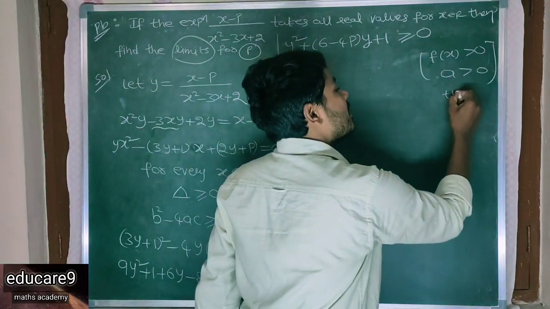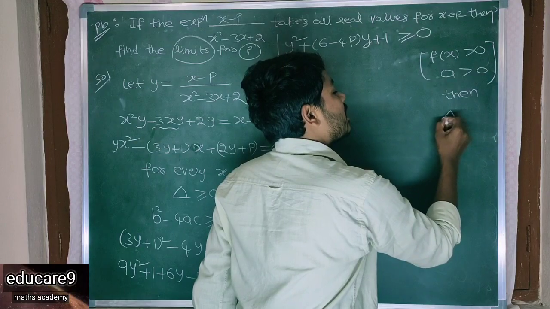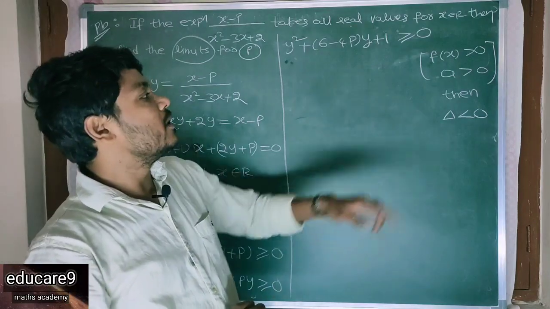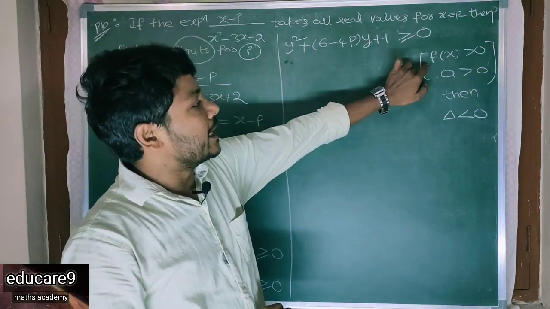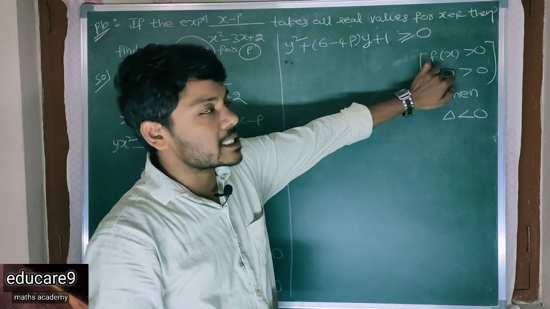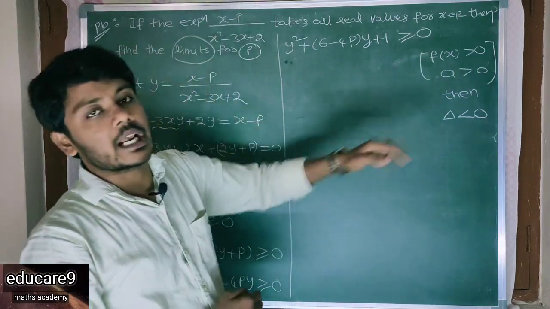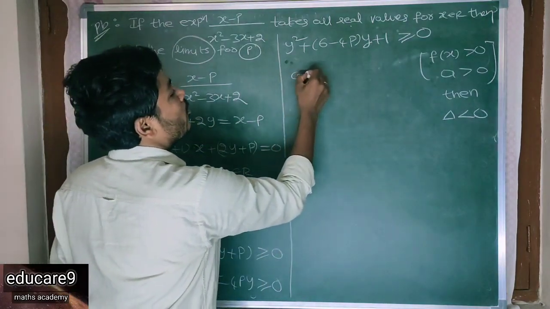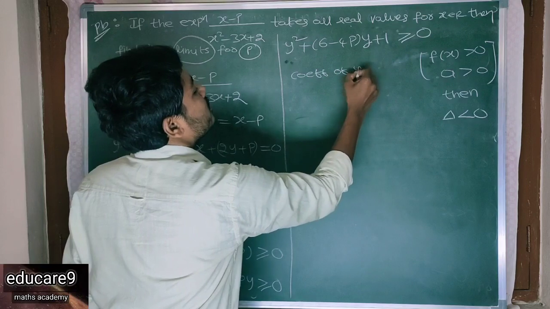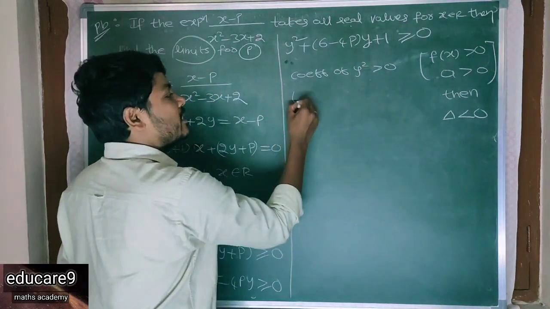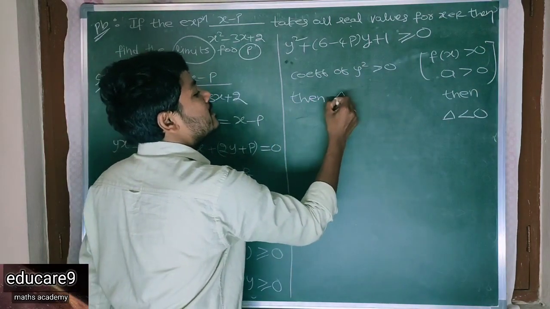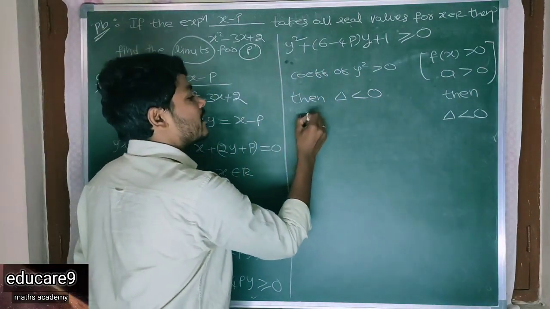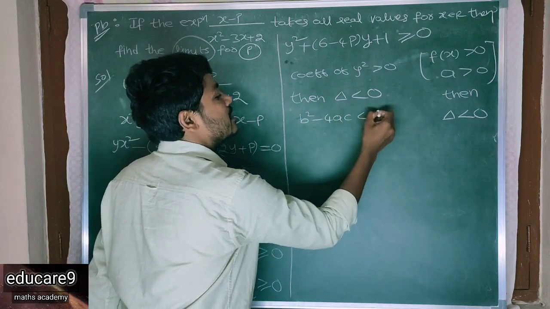Then the roots are what? Complex, that is, delta less than 0. So from the theorem, if the quadratic expression and a have the same signs, then the roots are complex, that is, delta less than 0. See here, the coefficient of y square is greater than 0, so delta is less than 0. So what is delta? B square minus 4ac is less than 0.